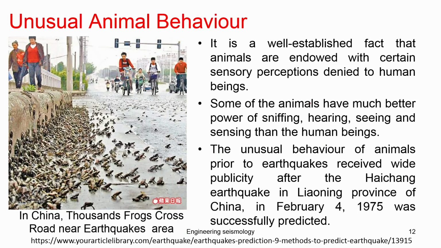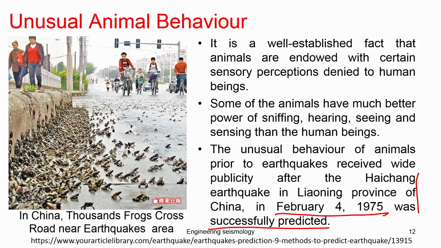The unusual behavior of animals prior to an earthquake received wide publicity after the Haicheng earthquake in Liaoning province, China, on February 4, 1975. The first earthquake predicted using animal movement was actually this earthquake. This was a classical example that animal behavior can be used to predict an earthquake.